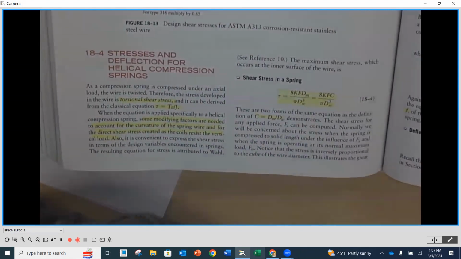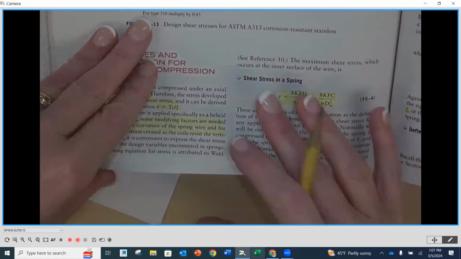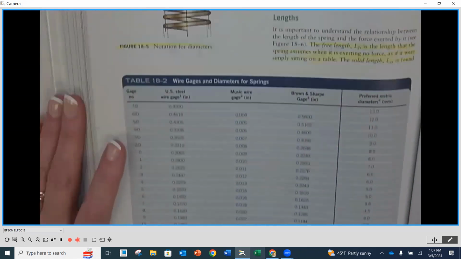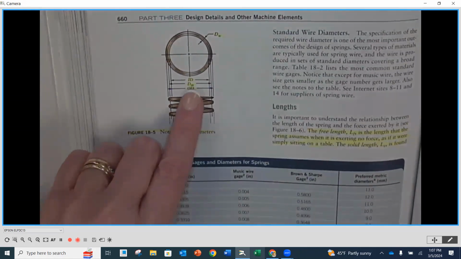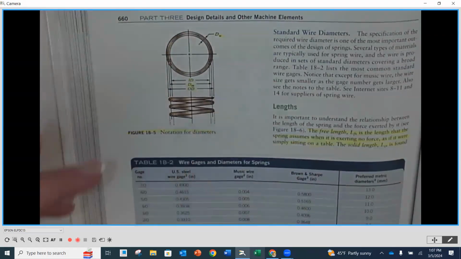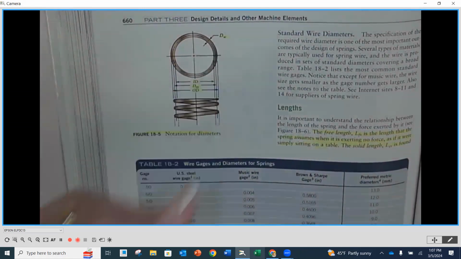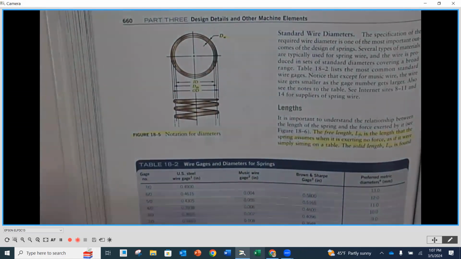DM is going to be that mean diameter. Okay, so that's going to be the difference between the inside and the outside diameter of our spring as we look down the center of it. So again, back to page 660 at the top here, that mean diameter is right in the middle of the ID and the OD. To find it, you simply take that outside diameter and subtract the wire diameter, and you've got the mean diameter then.